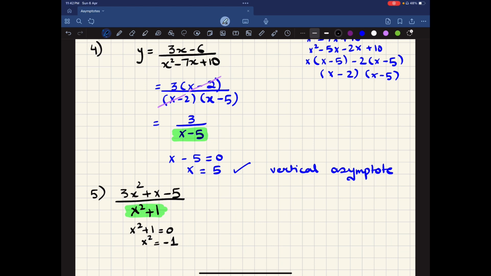Now, the function involves a square root of a negative number, and as you probably know, square roots of negative numbers don't exist in the real numbers. So in that case, the function doesn't have a vertical asymptote because it's not even defined for those x values. Okay? So in this case, we're going to state that this function has no vertical asymptotes.